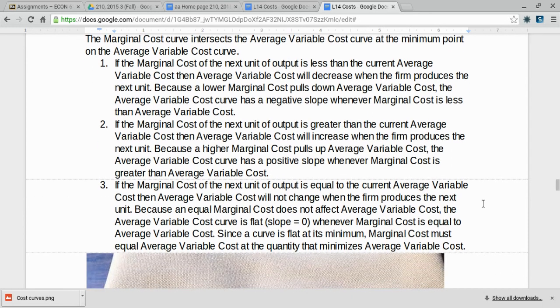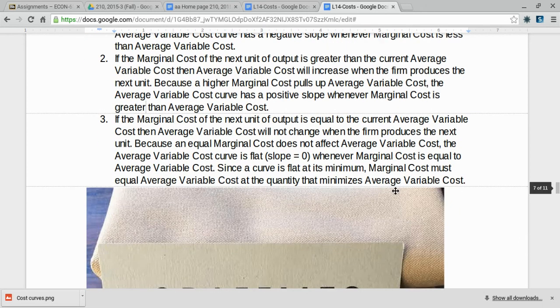If the marginal cost of the next unit of output is equal to the current average variable cost, then average variable cost will not change when the firm produces the next unit, because an equal marginal cost does not affect average variable cost. The average variable cost curve is flat, which means the slope equals 0, whenever marginal cost is equal to average variable cost. Since the curve is flat at its minimum, marginal cost must equal average variable cost at the quantity that minimizes average variable cost.